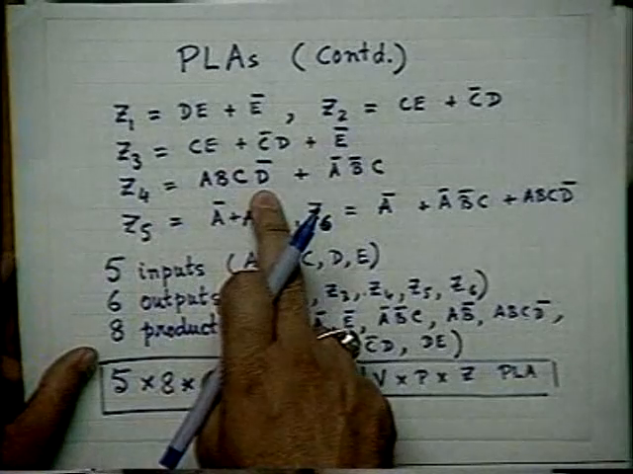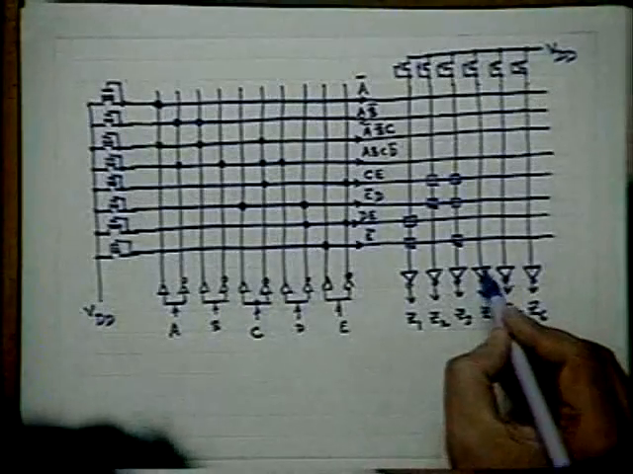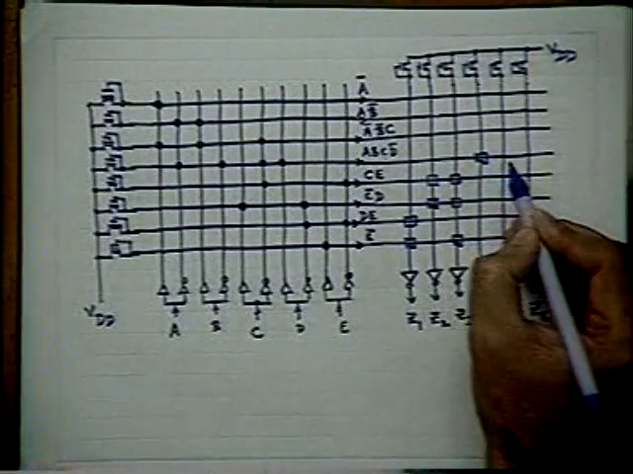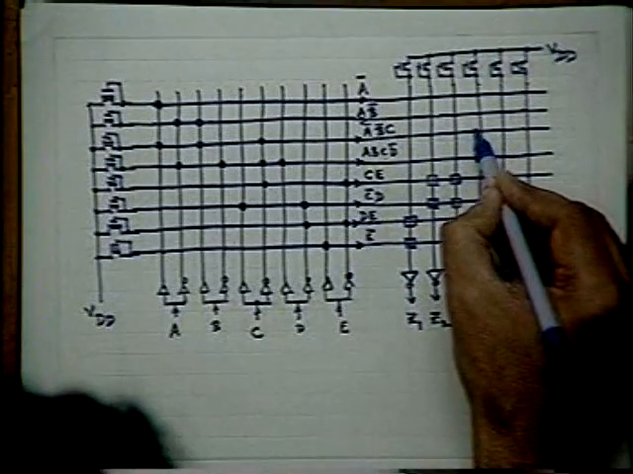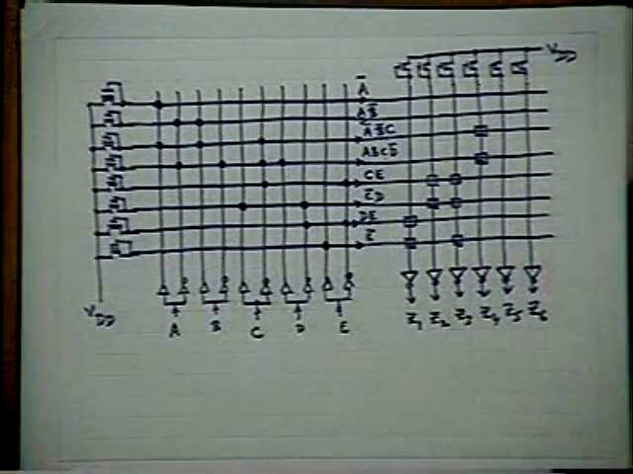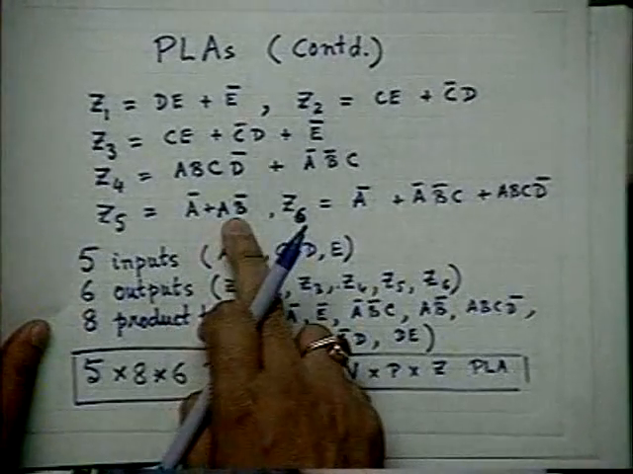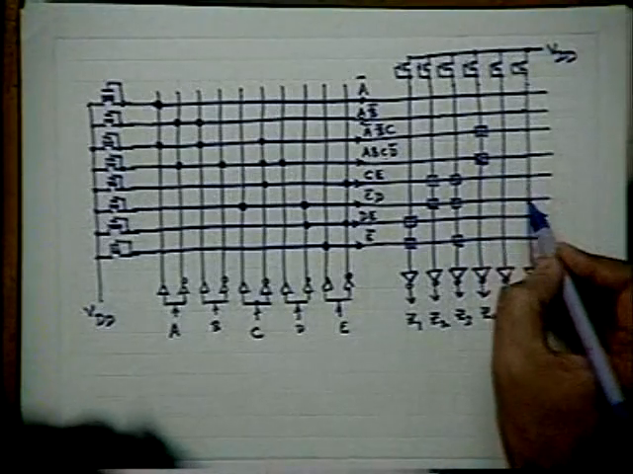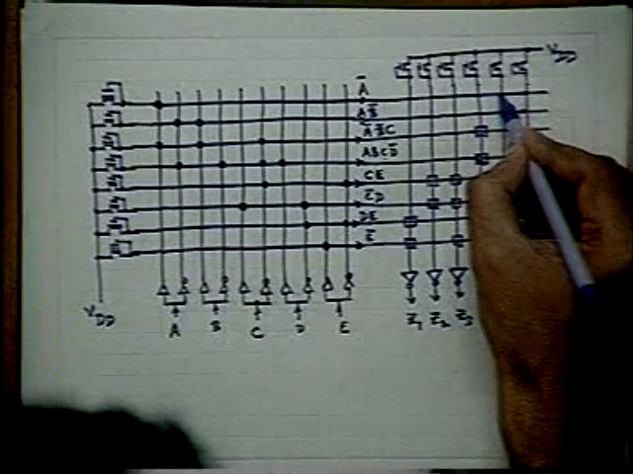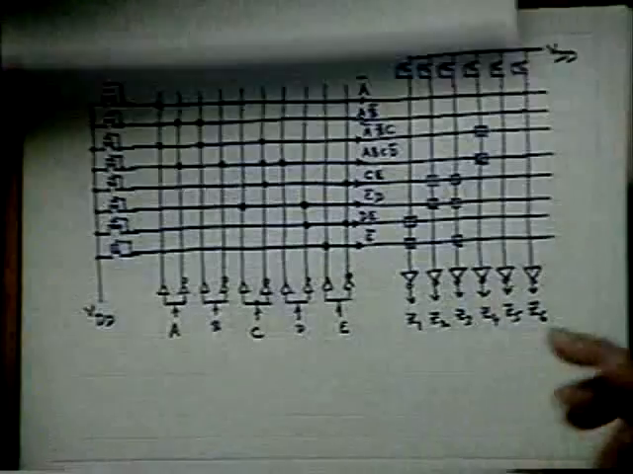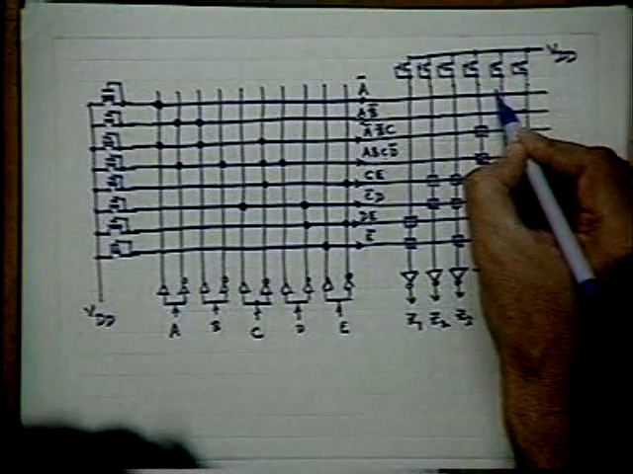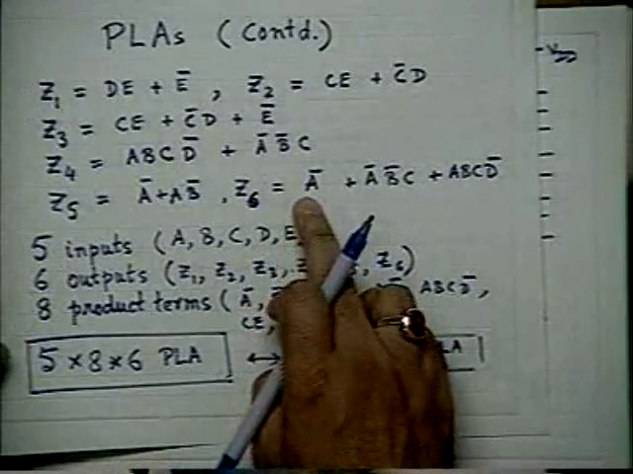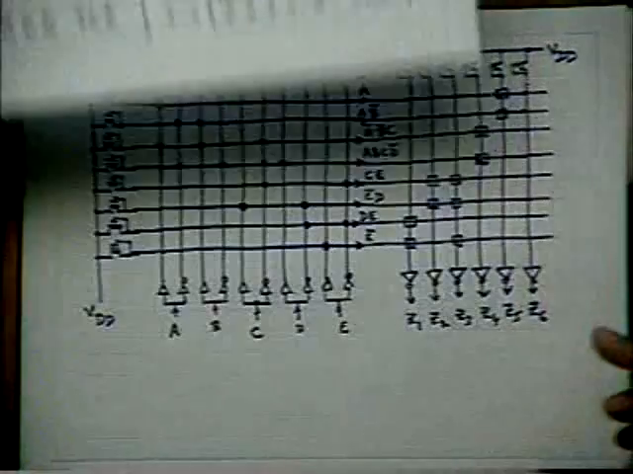Z4 is ABCD bar, A bar, B bar, C. ABCD bar means this one, and A bar, B bar, C is this one. Z5 is A bar and AB bar. So this one and this one. And finally, Z6 is A bar, B bar, C and AB, C bar.